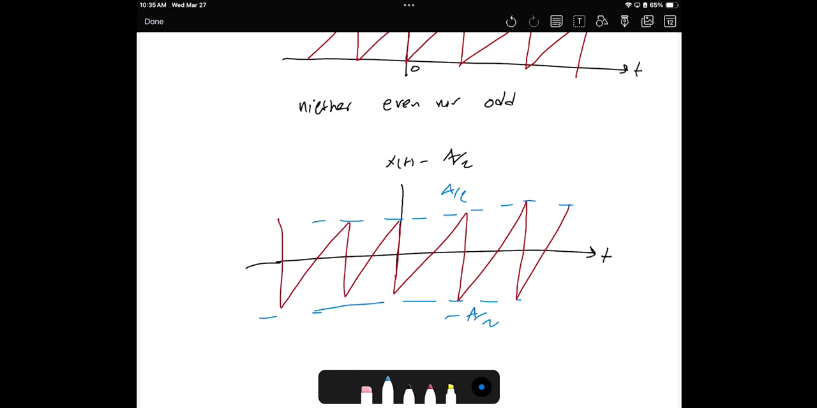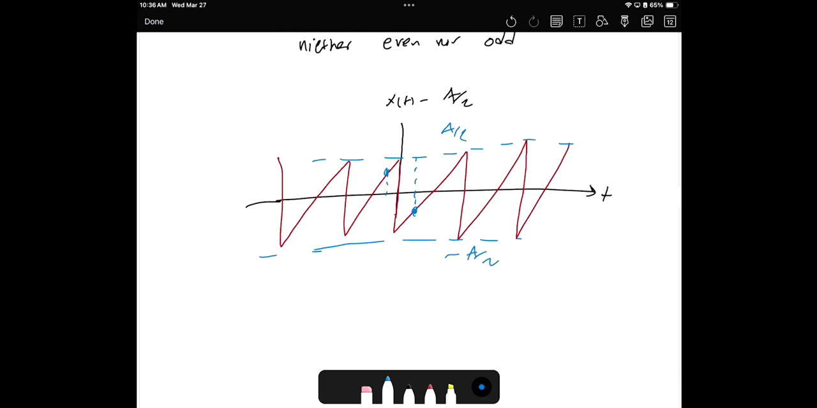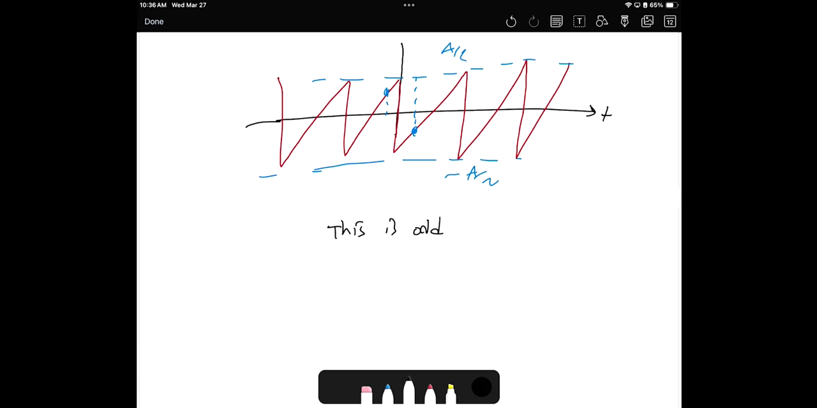Okay, so for x of t, you can, for example, try to observe one point. Let's observe this point, which is almost this point. You will see they are opposites, so it is odd, right? So you can say in this situation, x of t minus a over 2 is odd, and I can assume it as z of t.